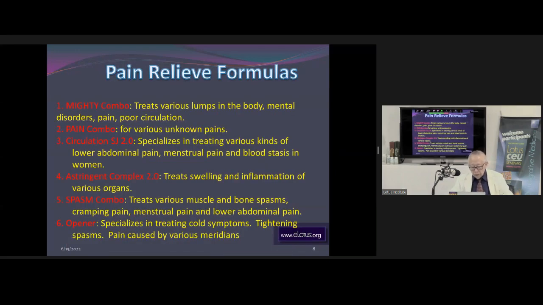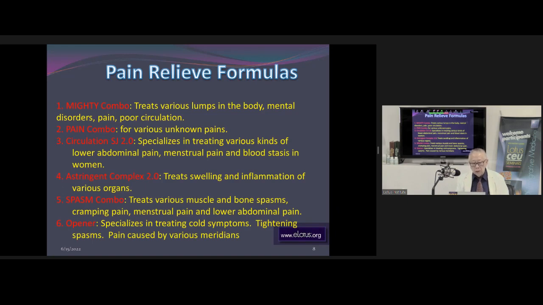We have several combinations, we call them combos here today for you. If you learn this, you can use it right away in your office and you will see the result very, very fast, even much faster than your acupuncture treatment. First is the mighty combo. It is for all kinds of lumps in the body, mental disorder, pain, and poor circulation. And you have to justify the diagnosis by yourself. But I'm telling you what this combo is for.